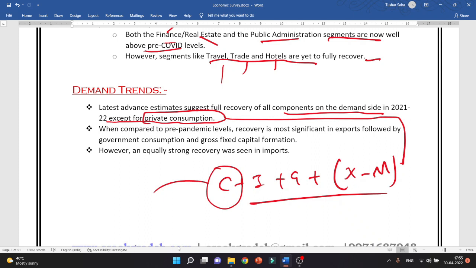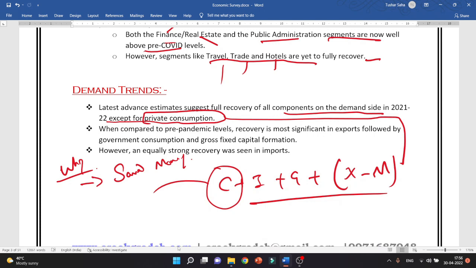So private consumption was hit. Why was it hit? Why was private consumption hit? Because people saved money. Why did people save money? Because people were not sure, right, what kind of wave is coming in future. So in the first wave, the entire economy was shut. In the second wave, India saw the drastic requirement for oxygen. People were literally fighting for oxygen, right? So they saved money to cover their future expenses, right?